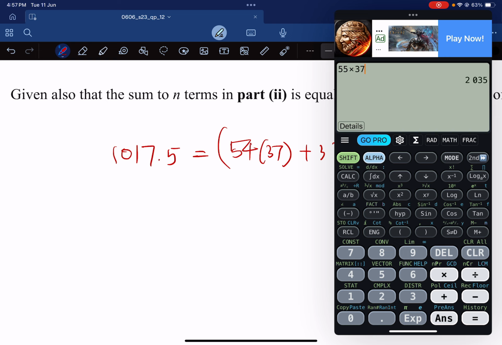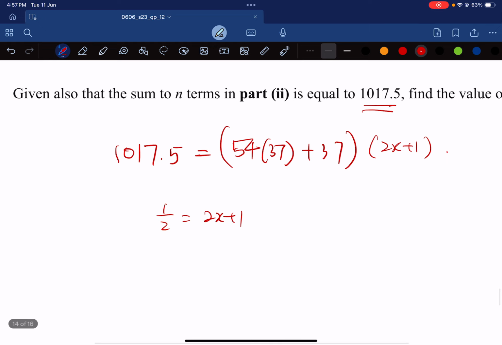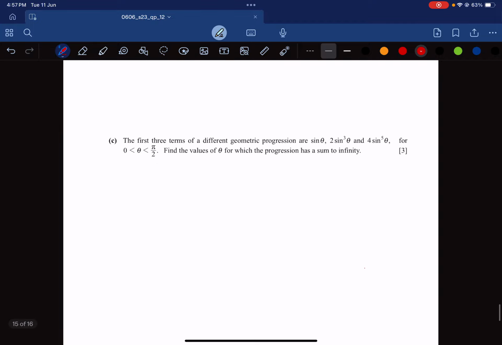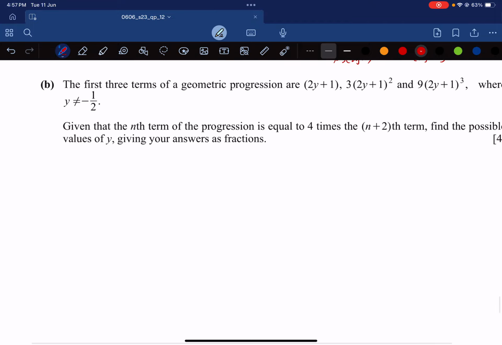So 1017.5 divided by the answer is 1 over 2. So 1 over 2 equals 2x plus 1. Then 2x would equal minus 1 over 2, so x would equal minus 1 over 4. Right, x equals minus 1 over 4. Okay, so finally, we are at the last stage.